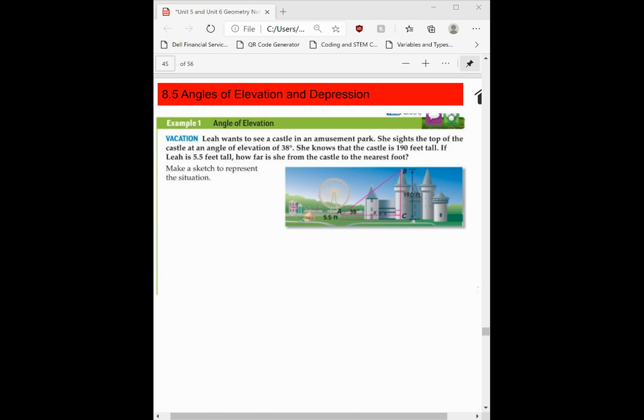Okay guys, let's start 8.5, which is angles of elevation and depression. So let's look at example 1. Leah wants to see a castle in an amusement park. She sights the top of a castle at an angle of elevation of 38. She knows that the castle is 190 feet tall. If Leah is 5.5 feet tall, how far is she away from the castle to the nearest foot?